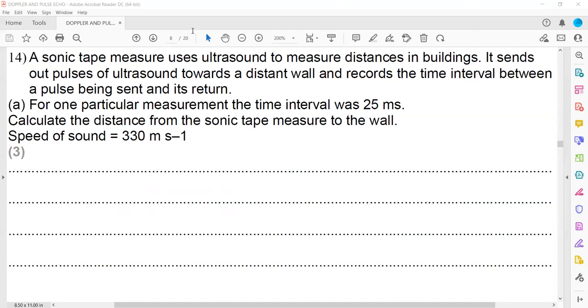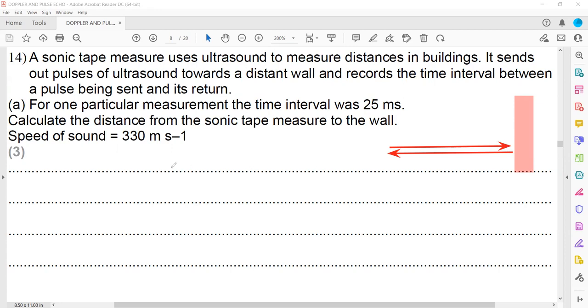In question 14, a sonic tape measure uses ultrasound to measure distances in buildings. It sends out a pulse of ultrasound towards the distant wall and records the time interval between the pulse sent and its return. For one particular measurement, the time interval was 25 milliseconds. So, for example, there's a wall and we send ultrasound from the source and it bounces back. Calculate the distance from the sonic tape measure to the wall.